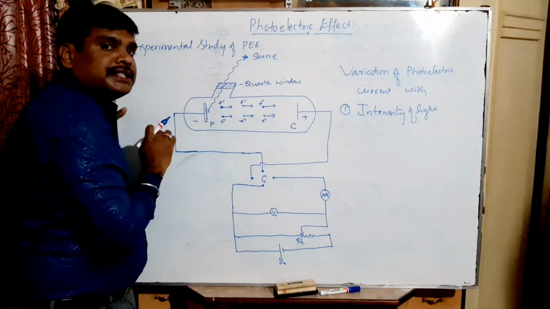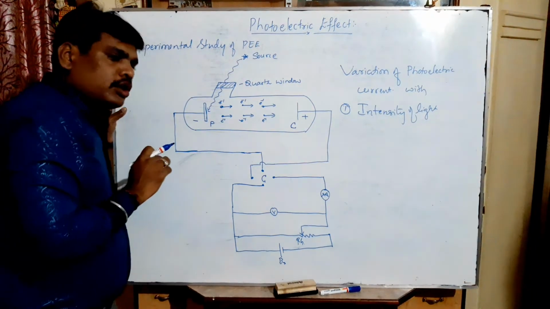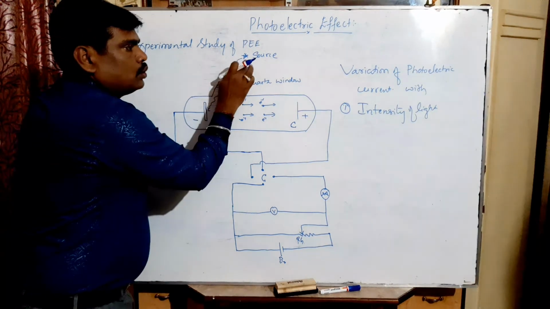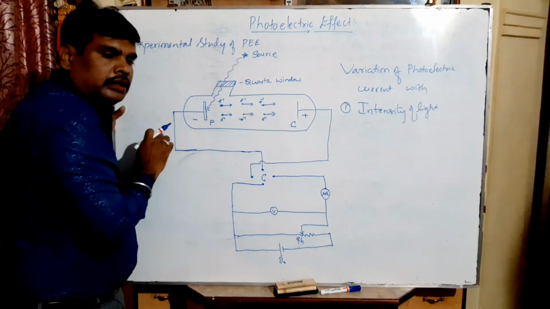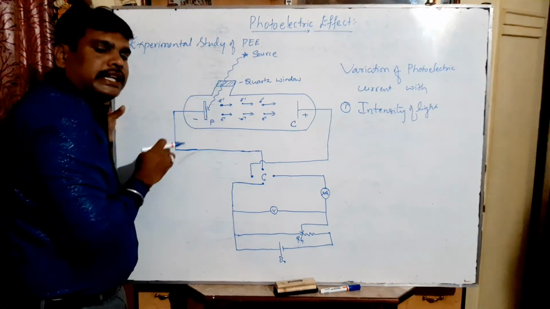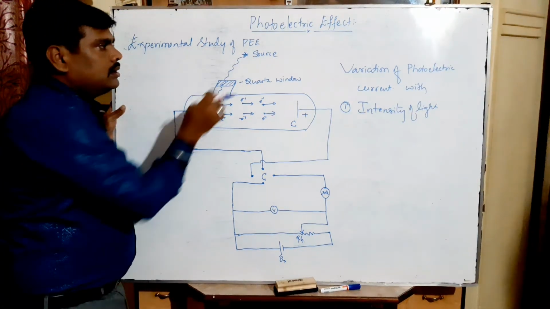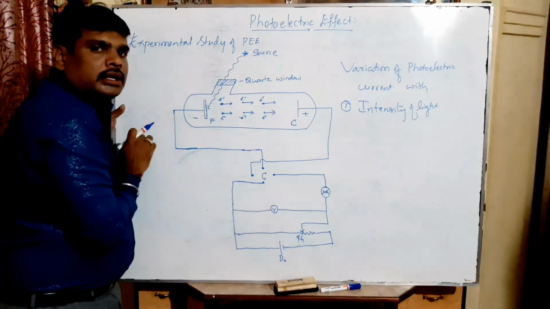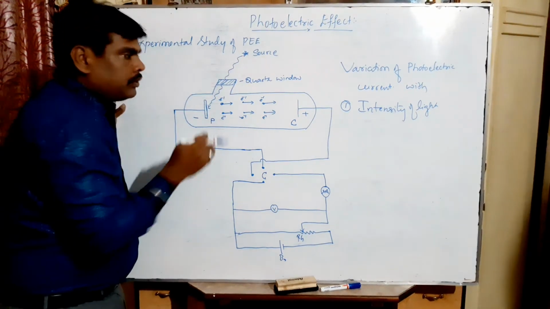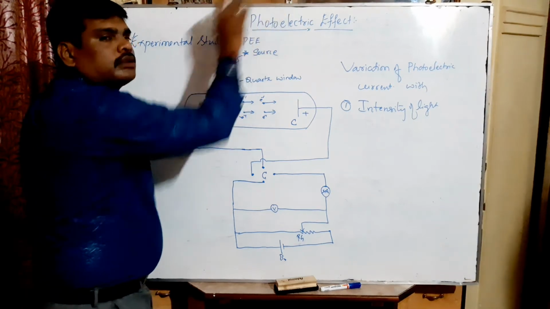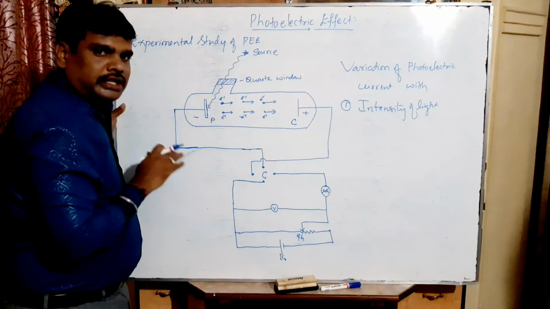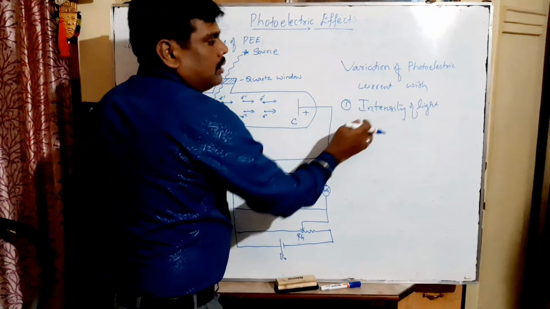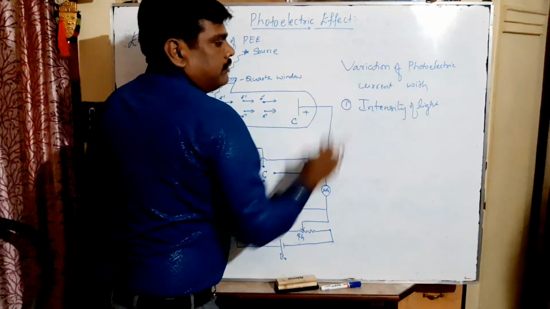You know about intensity. Intensity means concentration of light, we can say. Suppose you are close to the source, the intensity is more. If you are far away from the source, the intensity is less. Like that, if you place the source close to the quartz window, intensity goes on increasing. If you place the source away from the quartz window, intensity goes on decreasing. Like this, one can vary the intensity. I will explain how the intensity varies with photoelectric current.